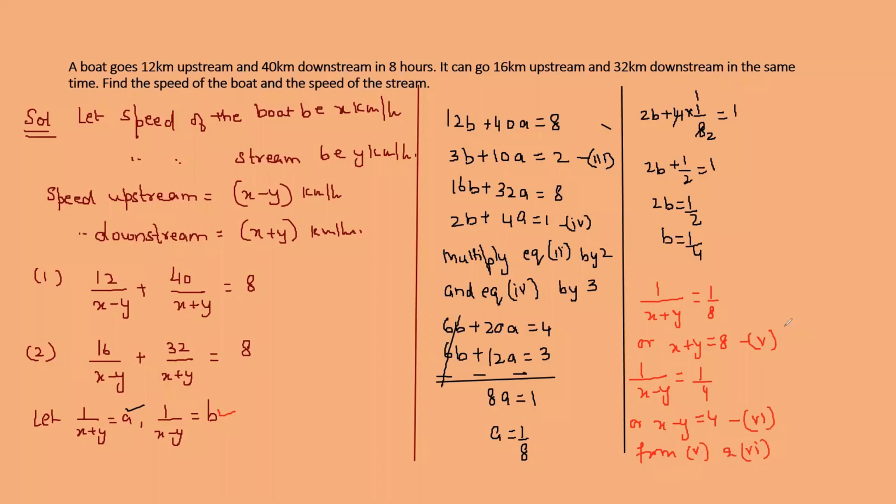So now from 5 and 6, what do you get? x plus y equals 8, x minus y equals 4. So when I simplify, 2x equals 12. x equals 6, which is the speed of the boat. Now x plus y is 8, so y will be equal to 2. 6 km per hour, 2 km per hour. So the speed of the boat is 6 km per hour and the speed of the stream is 2 km per hour.